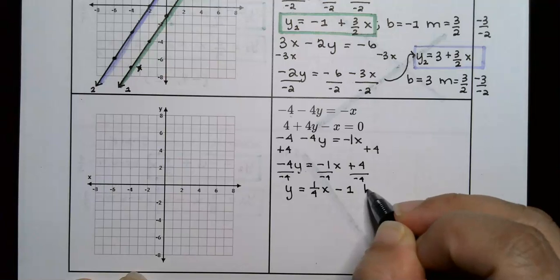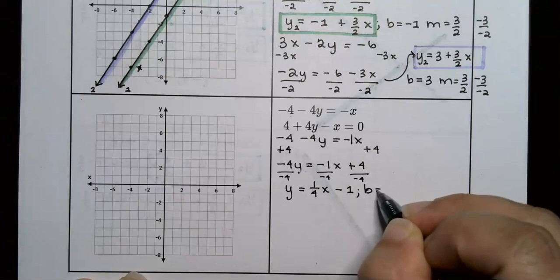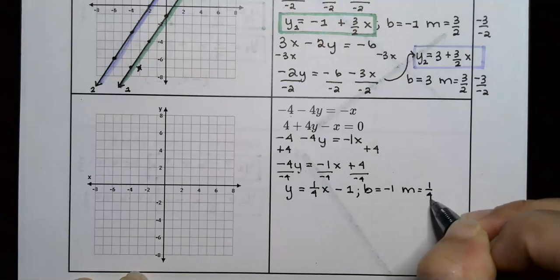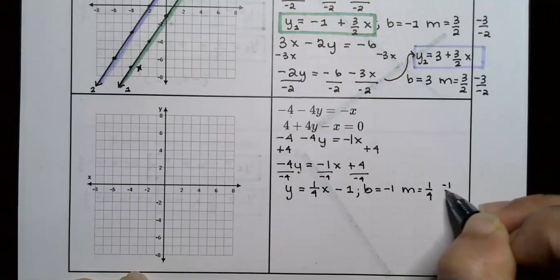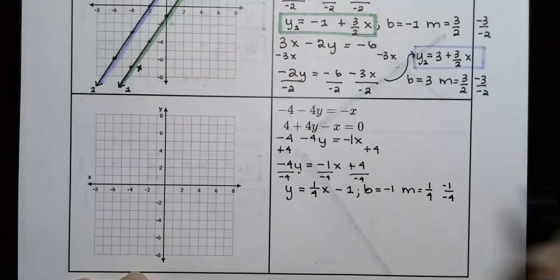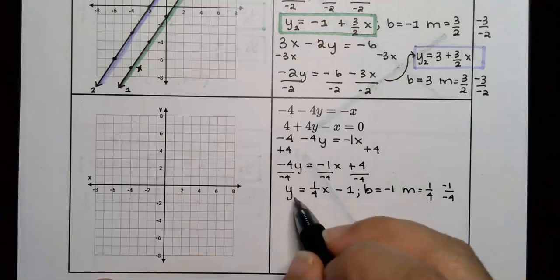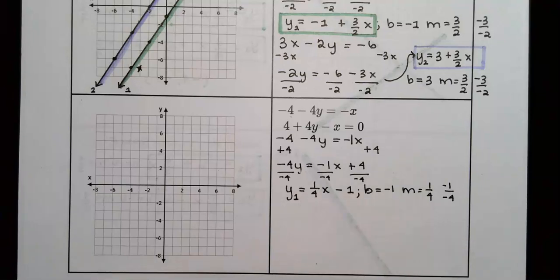So we can say that our y-intercept is -1, and one of our slopes is 1/4, and the other slope is -1/-4. So I'm just changing both signs so we can graph this in reverse. So we're going to call this y1. And before I graph it out, I'm just going to go ahead and jump into the second one.